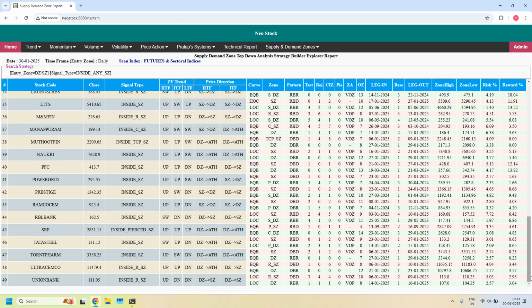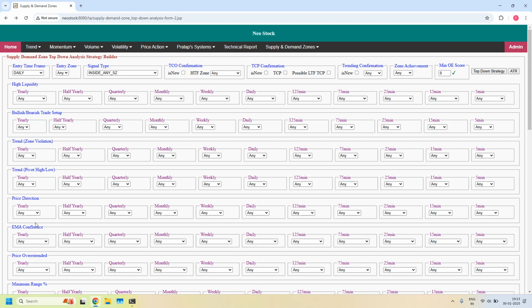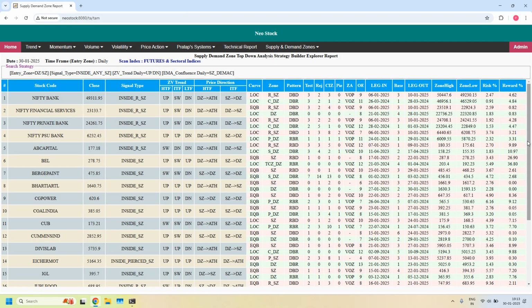Now let us further filter this list based on daily supply zones having daily EMA Confluence. So in these 49 stocks, I am applying the filter EMA Confluence at a daily time frame by setting the filter daily supply zone having daily EMA Confluence. And the trend at a daily time frame should not be sideways. It can be up or down. With these filters, now the list has come down to 23 stocks from 49.